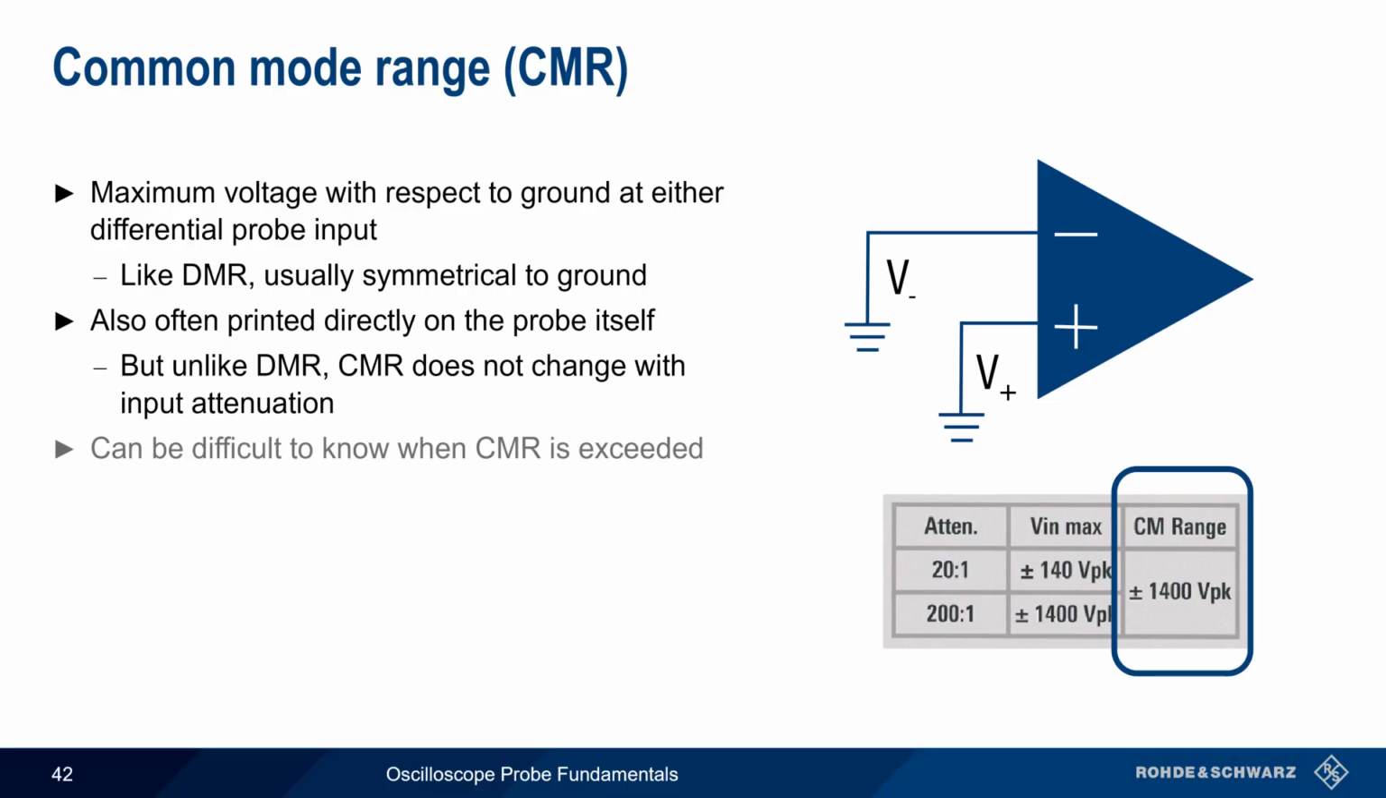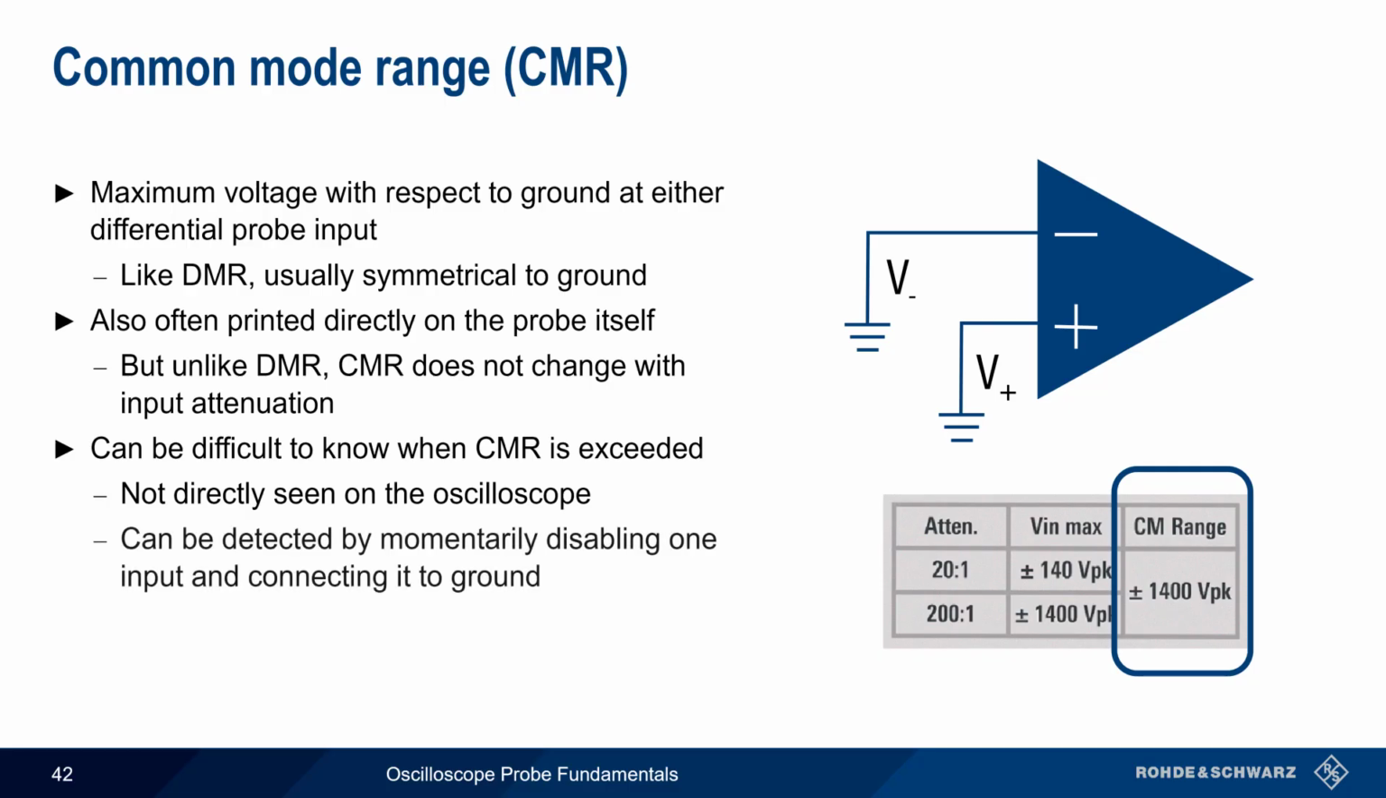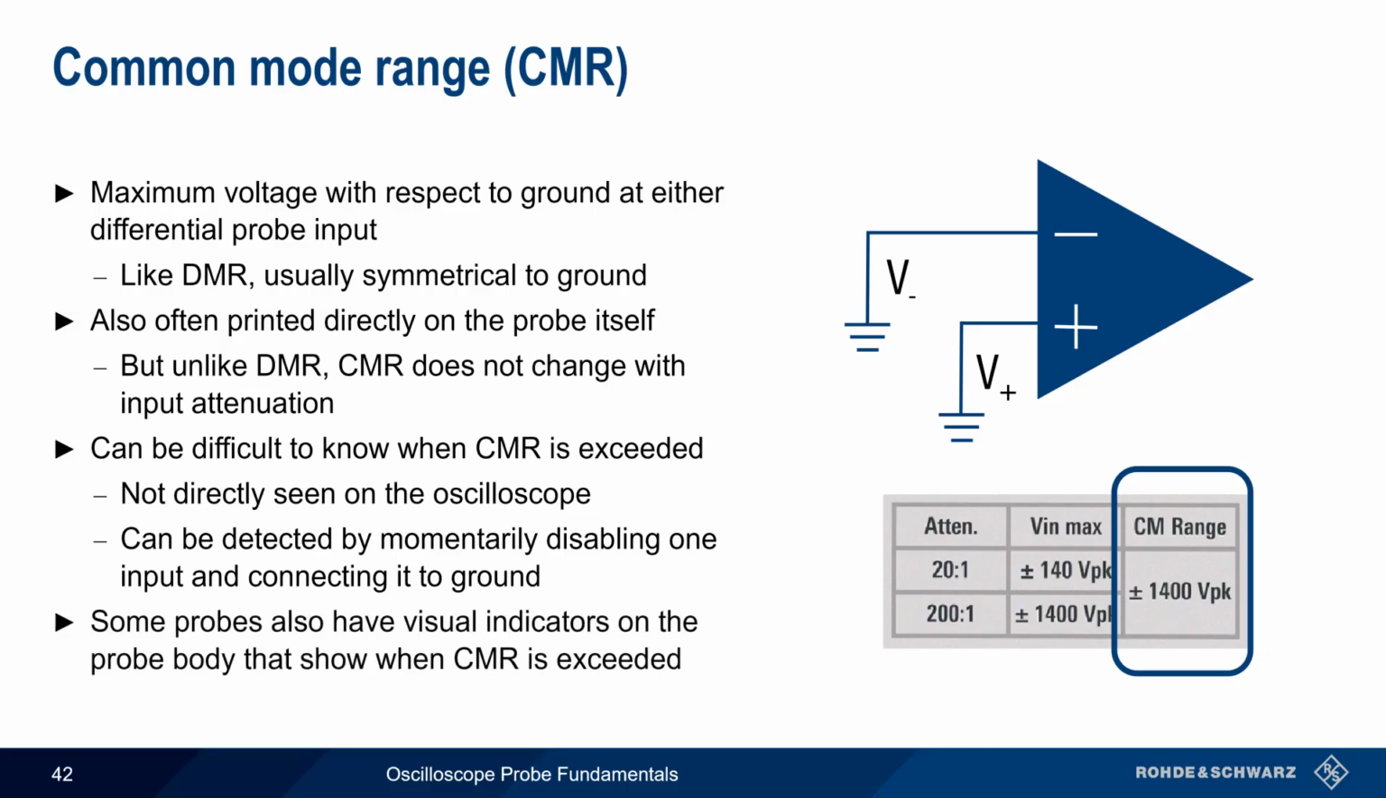It can, however, be difficult to know if the common mode range is being exceeded, since the voltage between a single input and ground is not directly seen on the scope. Momentarily disabling one input and connecting it to ground is one way to detect when CMR is being exceeded. And, as in the case of DMR, some modern differential probes will have a visual indicator on the probe body itself, which shows when the common mode range is being exceeded on one or both inputs.